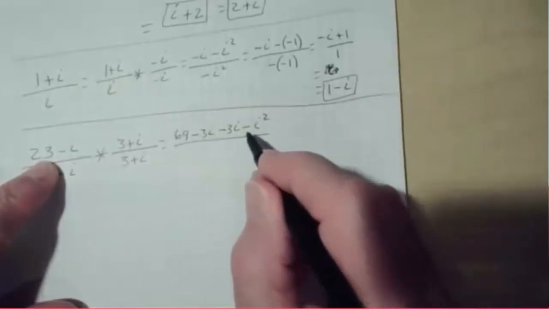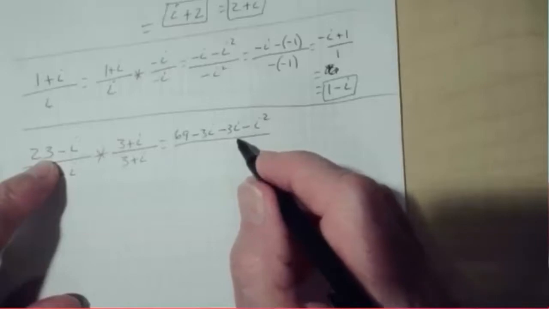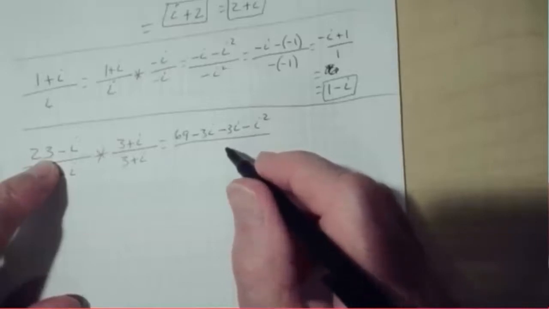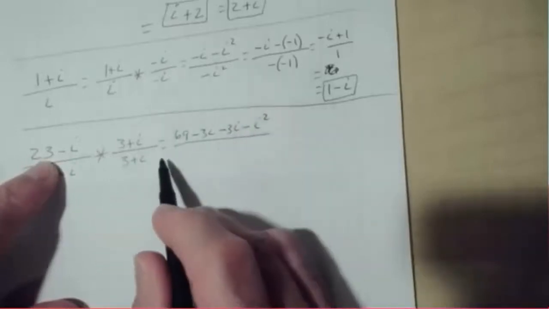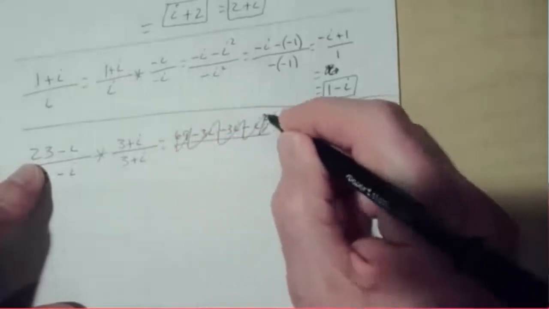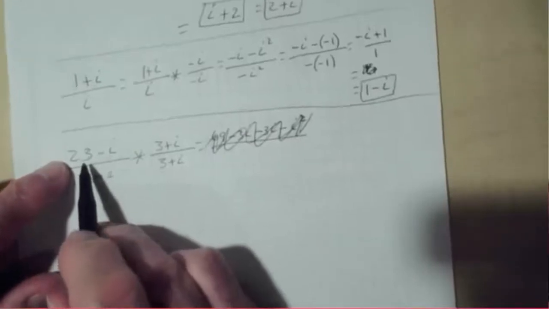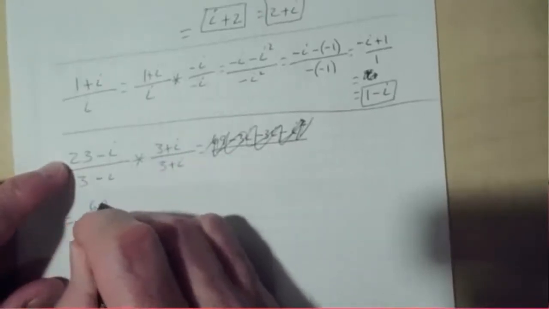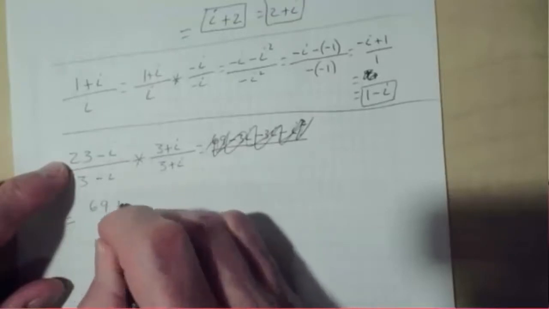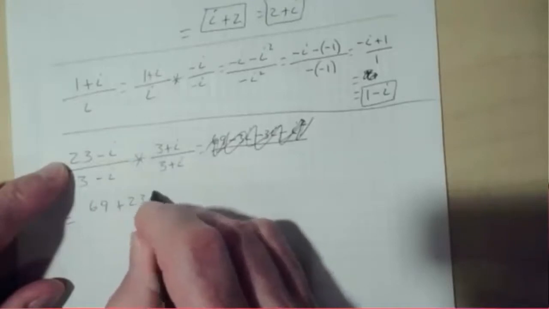Wait a minute, did I do that right? Yeah, negative 3i minus i squared over. Wait a minute, that's not right. Stupid boy. I'm so stupid. That's not right. Yeah. Let me go back.